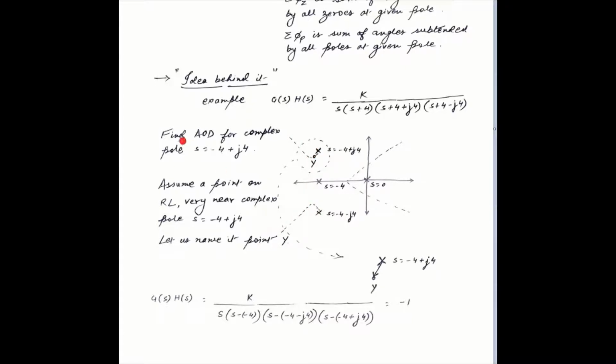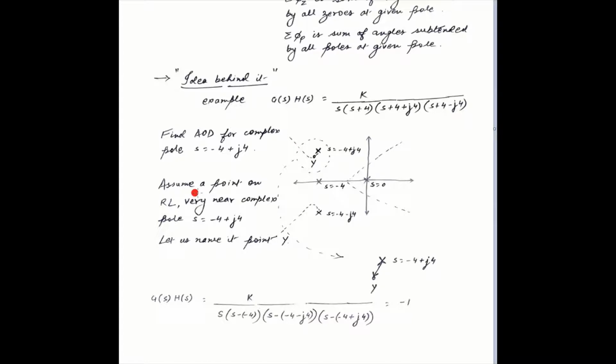So now suppose we want to find AOD, angle of departure, for the complex pole s equal to minus 4 plus j4, that is at this pole. We want to find out angle of departure. That means at what angle the root locus will emerge out from this pole. We want to find that.